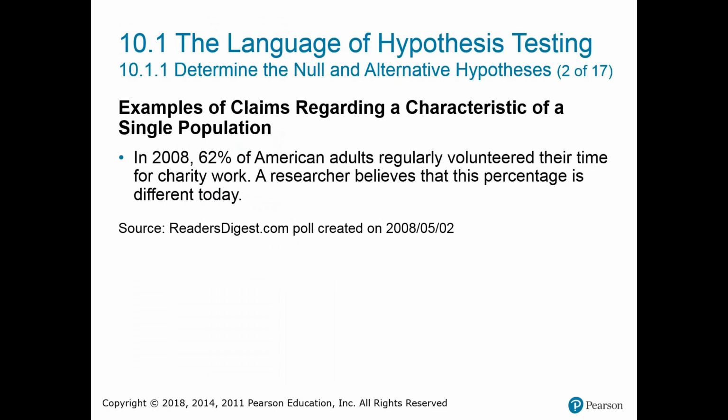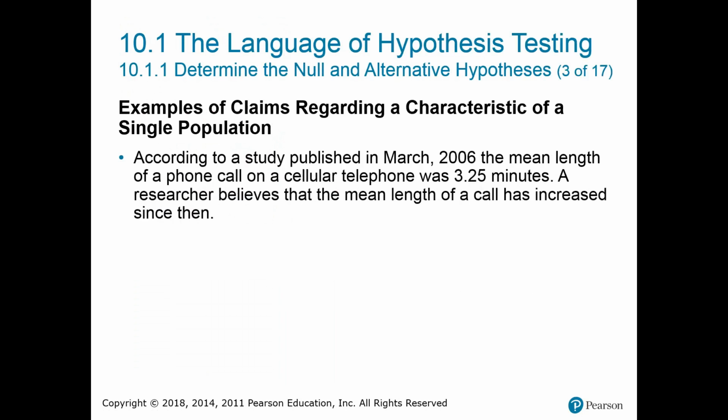Examples of claims regarding a characteristic of a single population. One example would be in 2008, 62% of American adults regularly volunteered their time for charity work. A researcher believes that this percentage is different today. Another, according to a study published in March 2006, the mean length of a phone call on a cellular telephone was 3.25 minutes. A researcher believes that the mean length of a call has increased since then.